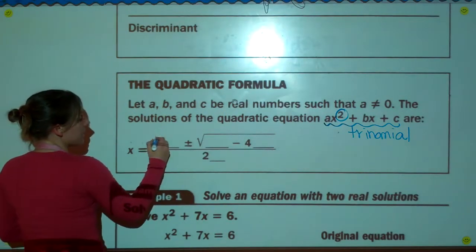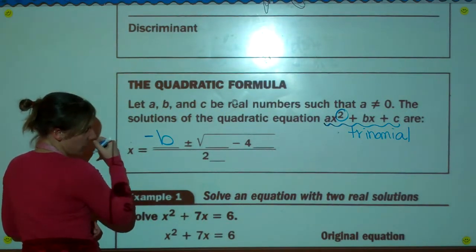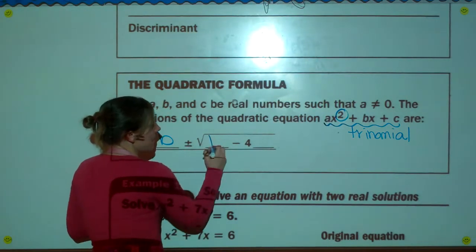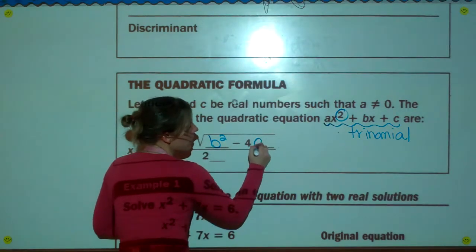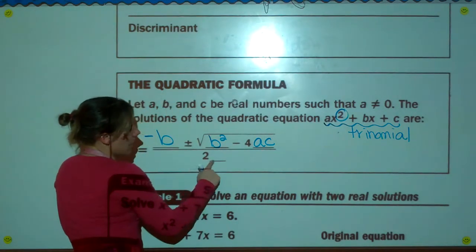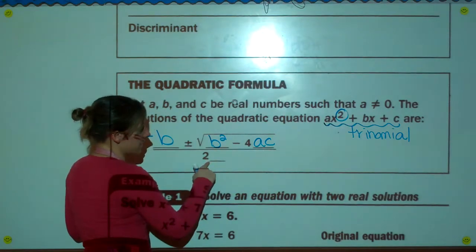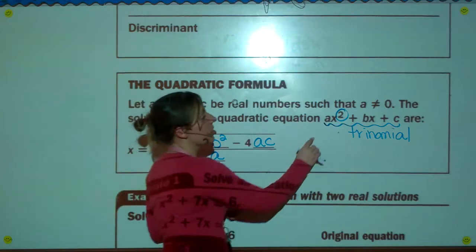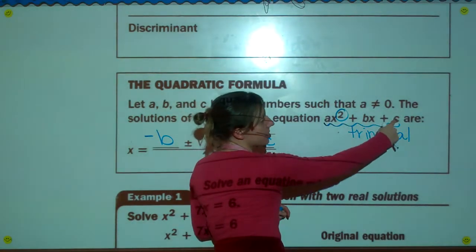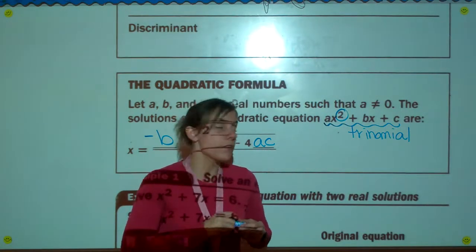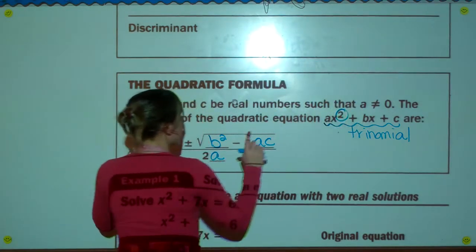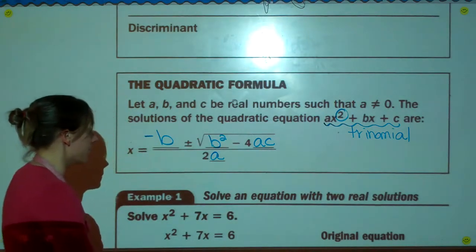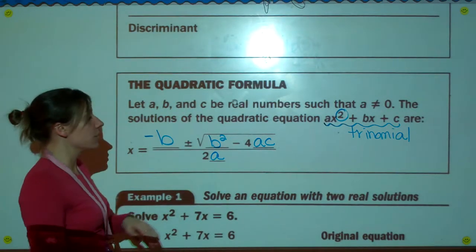So it is the opposite of b, plus or minus, that's where, whenever we square rooted, we get plus or minus, the square root of b squared minus 4 times a times c, and then all of that is divided by 2 times a. Okay? So a basic trinomial, we know that's ax squared plus bx plus c, because we used that when we were factoring. So whatever number b is, we put here. Whatever number a is, we put there, and then c we always put there. So that is the formula that we use over and over again.